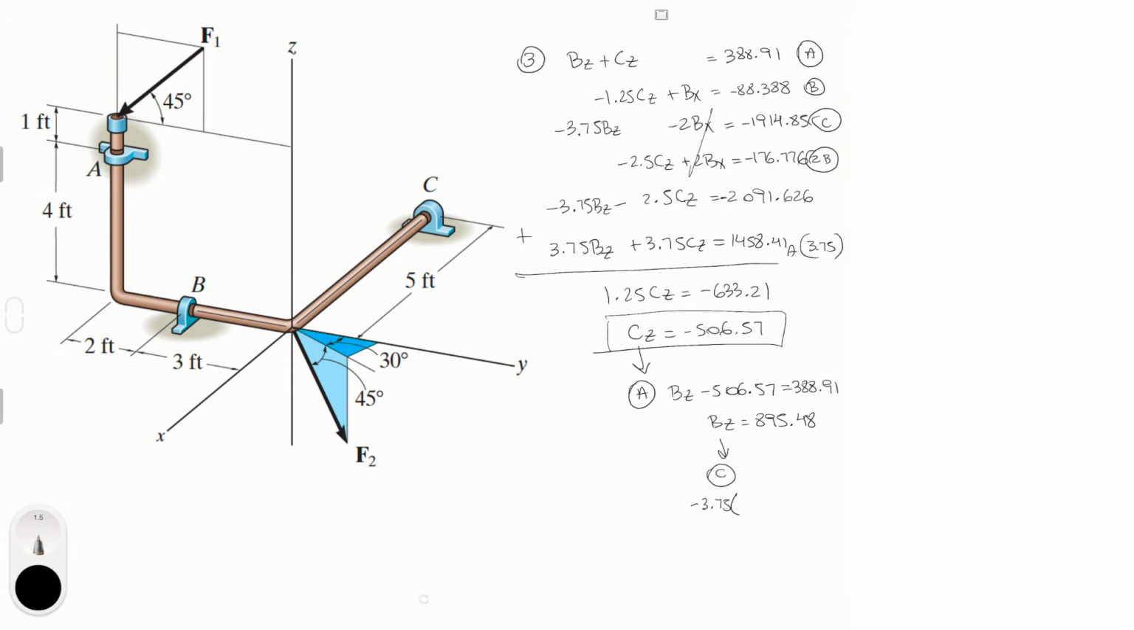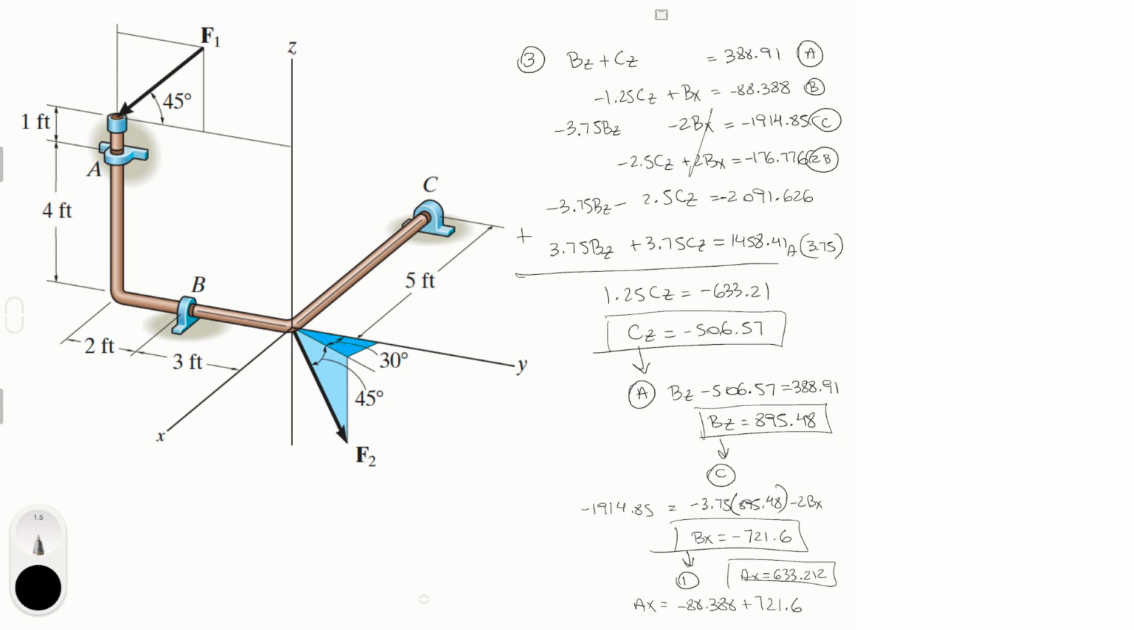Plug this into C and you're gonna get minus 3.75 times 895.48 minus 2bx is equal to minus 1914.85. So bx is equal to minus 721.6. This into equation 1. You get that AX is equal to minus 88.388 plus 721.6. So that means that I'm going to write it above. AX is equal to 633.212.